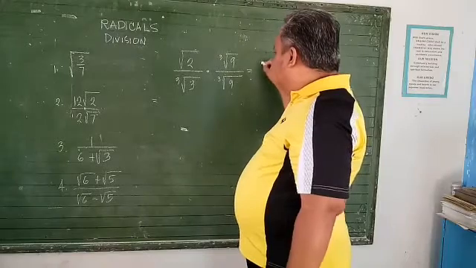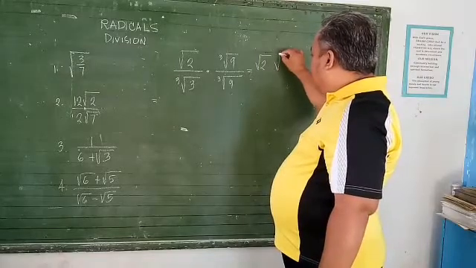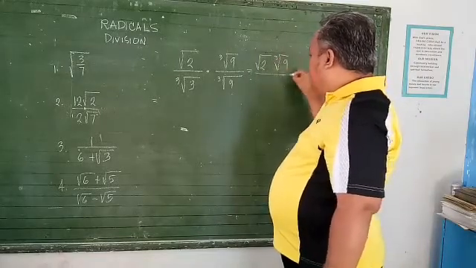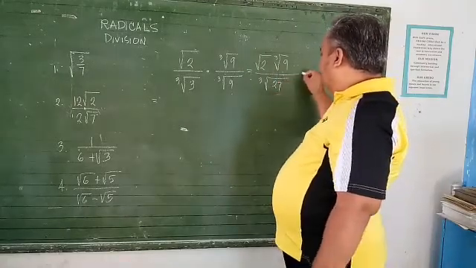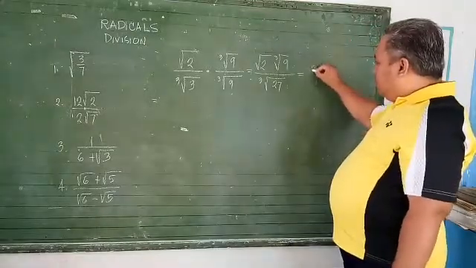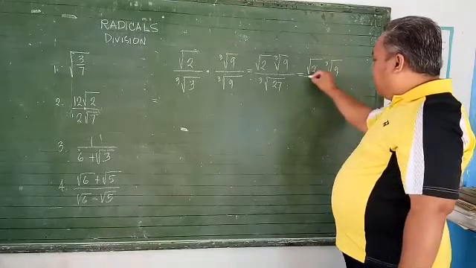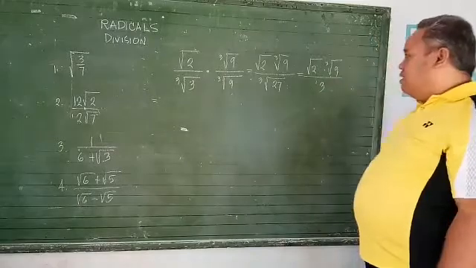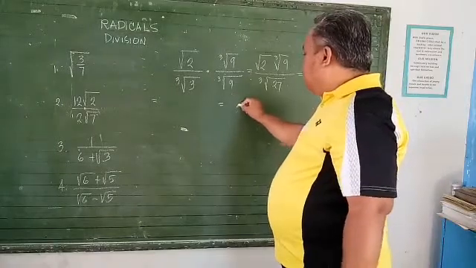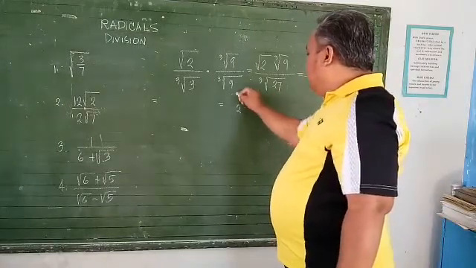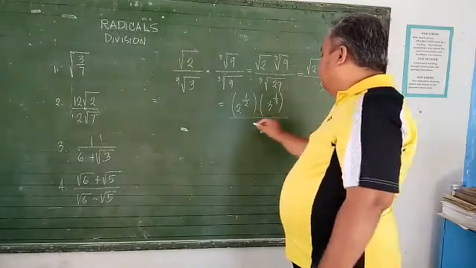So this becomes square root of 2 times cube root of 9, and the denominator becomes cube root of 27. So the numerator is square root of 2 times cube root of 9, and the denominator is just 3, because cube root of 27 is 3. So what are you going to do with the upper part? It becomes 2 to the 1/2 multiplied by 9 to the 1/3, over 3.